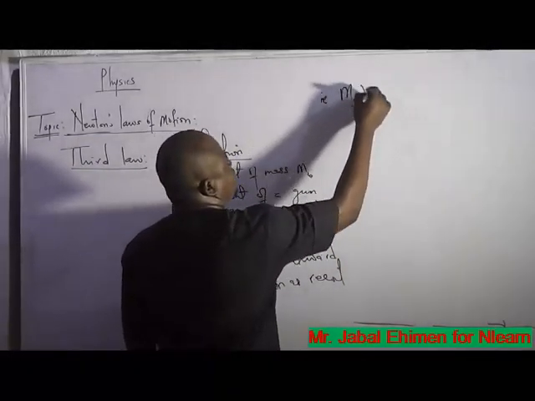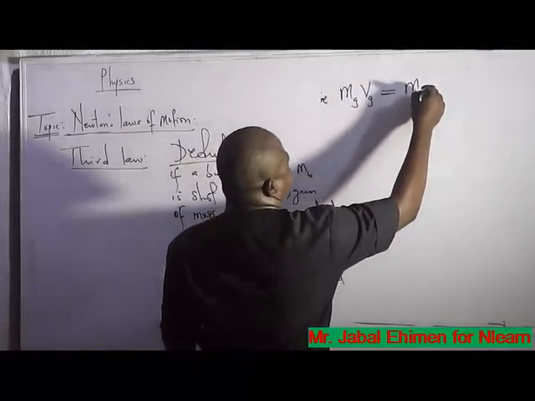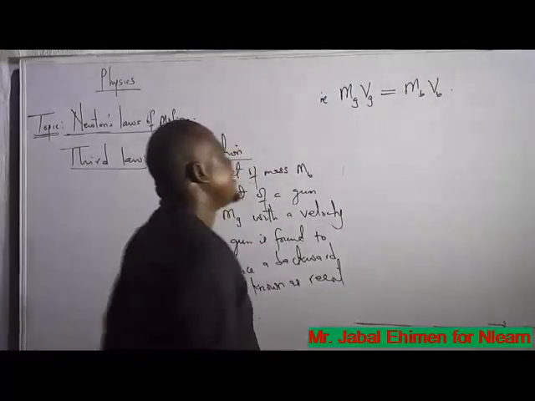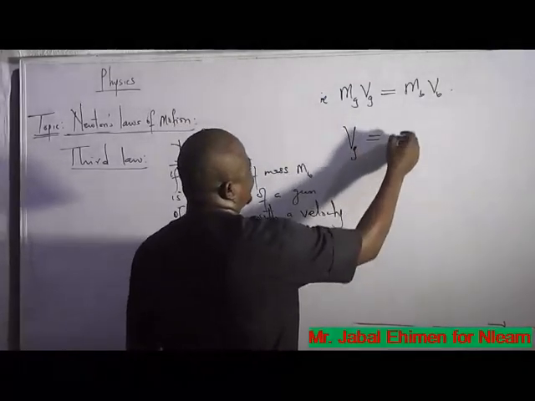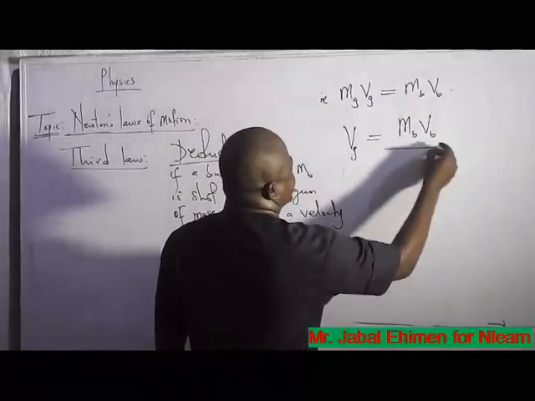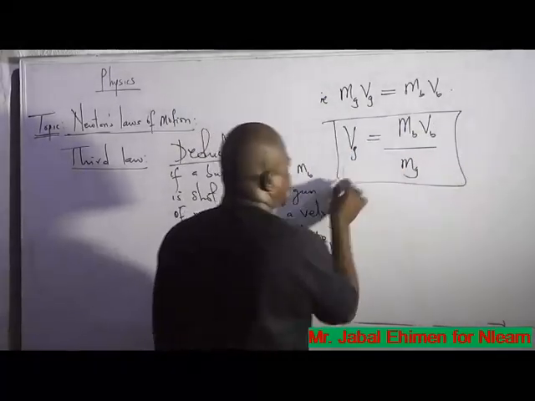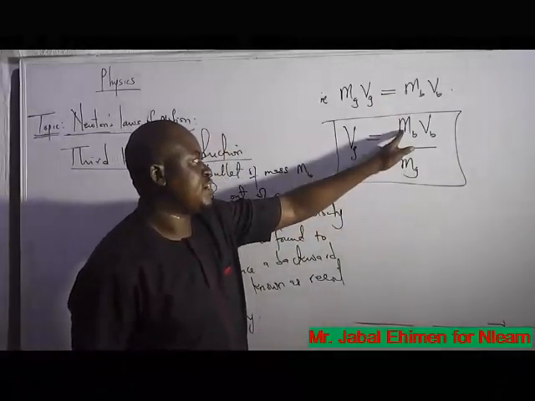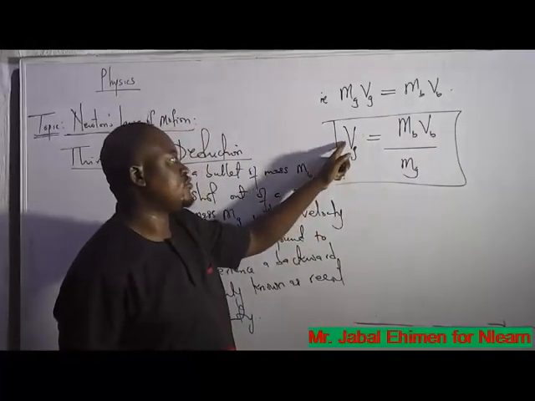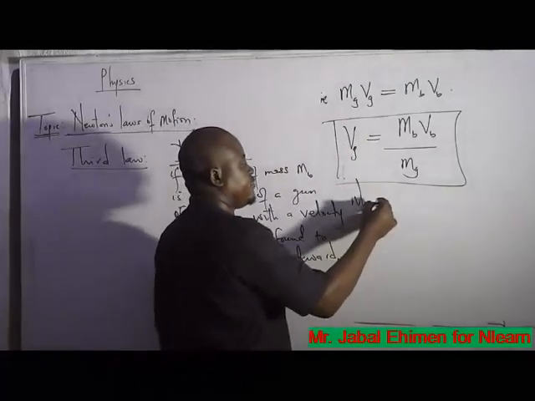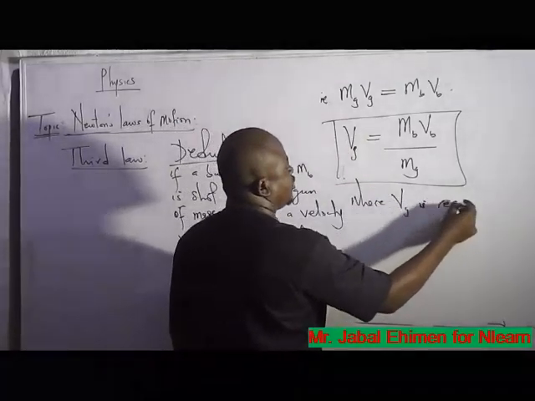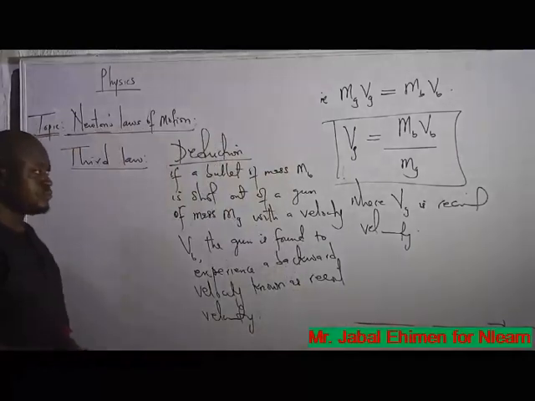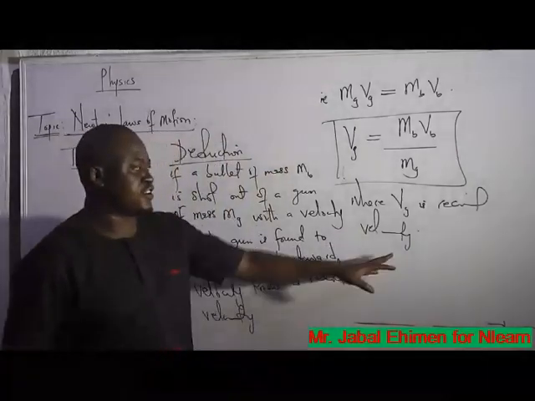Now, that is: mass of gun times velocity of gun is equal to mass of bullet times velocity of bullet, because for every action, there is an equal and opposite reaction. Now, what is the velocity of the gun, which is the recoil velocity of the gun? That becomes mass of bullet times velocity of bullet, divided by mass of gun. So you can have this formula and keep it: Vg equals mb times vb divided by mg, where Vg is the recoil velocity of the gun.